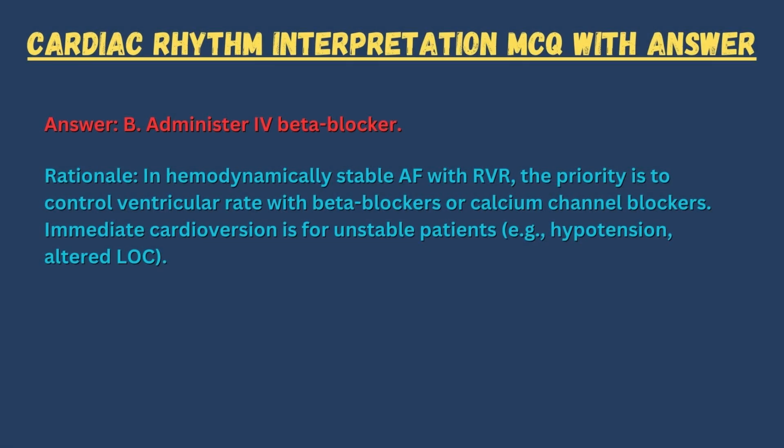Answer B. Administer IV beta blocker. Rationale: in hemodynamically stable AF with RVR, the priority is to control ventricular rate with beta blockers or calcium channel blockers. Immediate cardioversion is for unstable patients, e.g., hypotension, altered LOC.